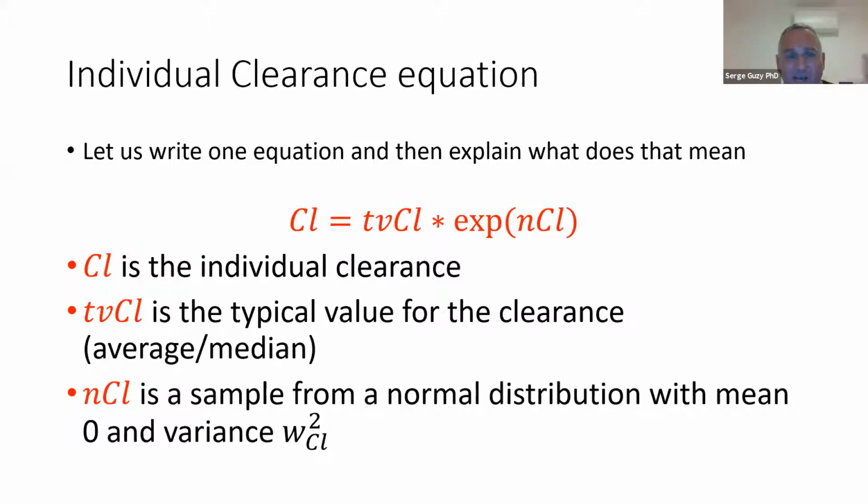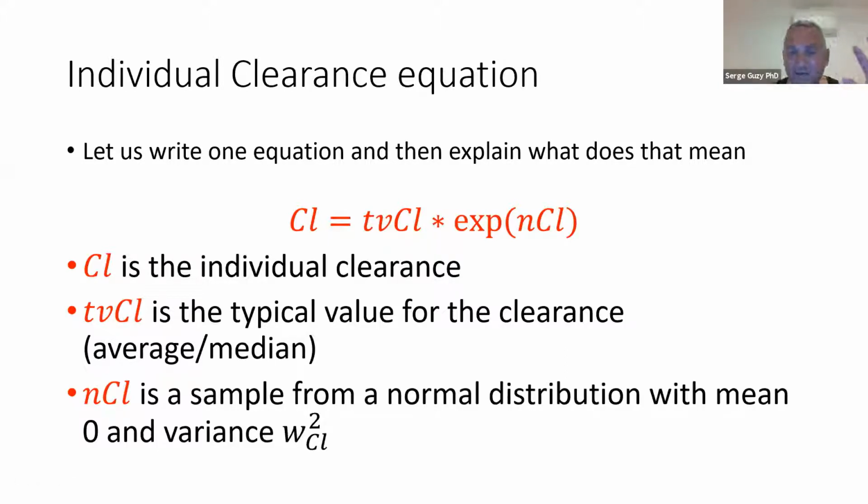And again, I'm talking about a fixed effect. Now, what I want to write here is just the general equation for the clearance of any individual. You can see that the clearance for any individual is the product of two terms: what is called the TVCL, which is the typical clearance, that's basically the fixed effect, multiplied by exponent NCL, and NCL is called the random effect.